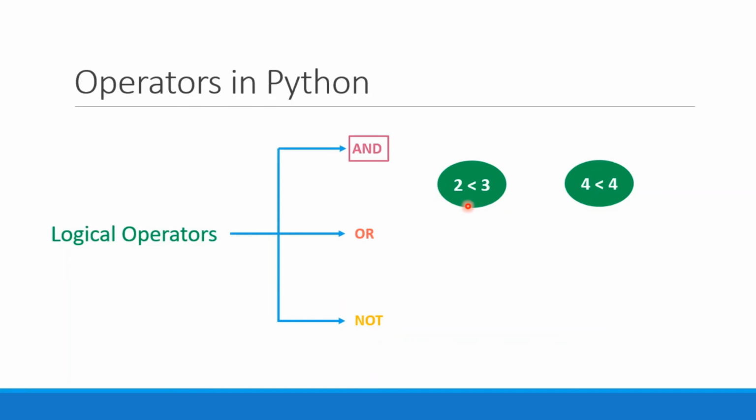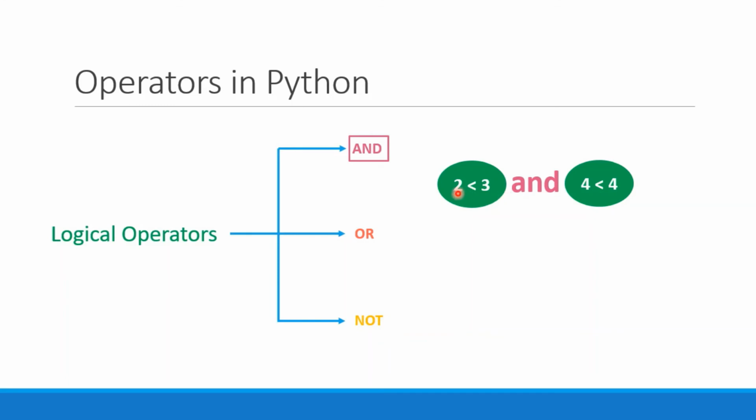So for the AND operation, we use this AND. We just write simple AND in Python, so it will understand that it has to check these two conditions, whether both of these are true or not. AND will give you the output as true if and only if this condition is true as well as this condition is true.